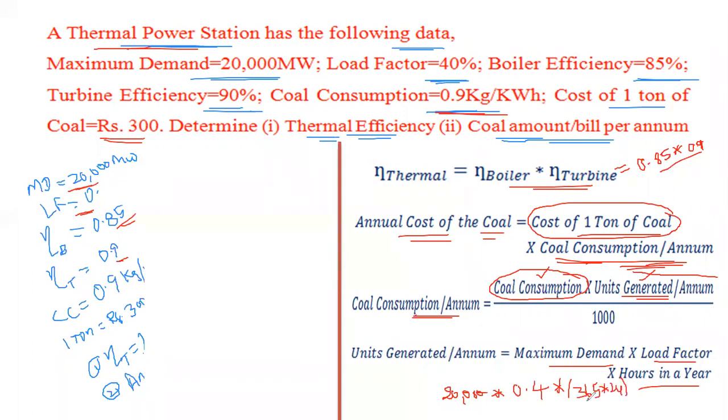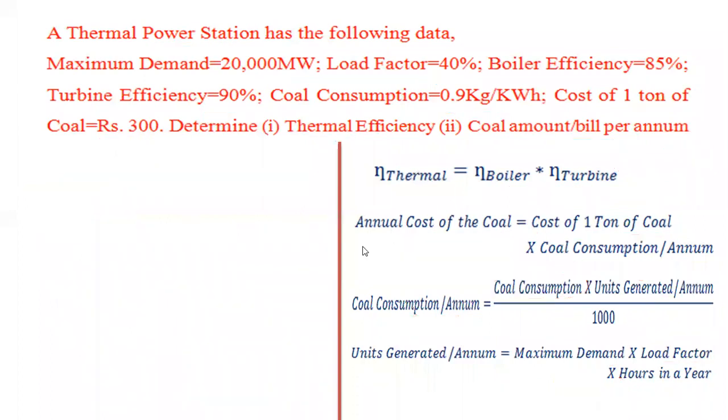Now we simplify this value and substitute here. The coal consumption is already given as 0.9, into this value by 1000. We get the coal consumption per annum. Now the cost per ton is 300, into this value we get the annual cost of the coal.